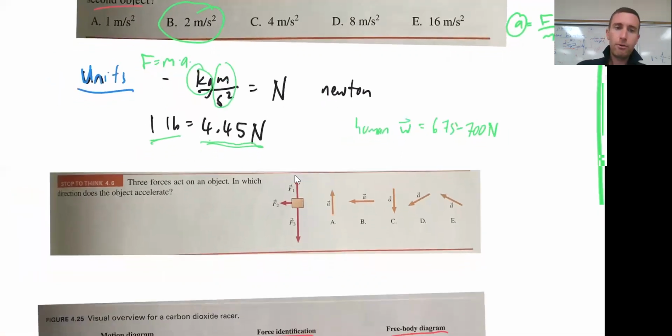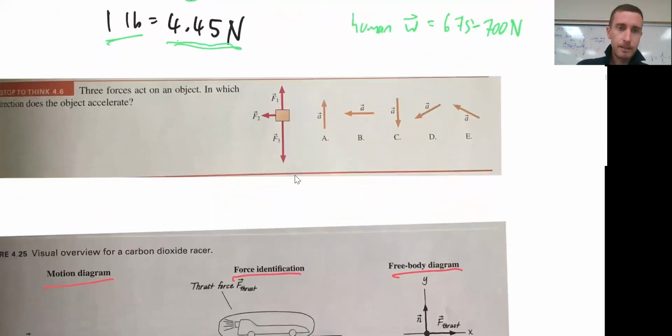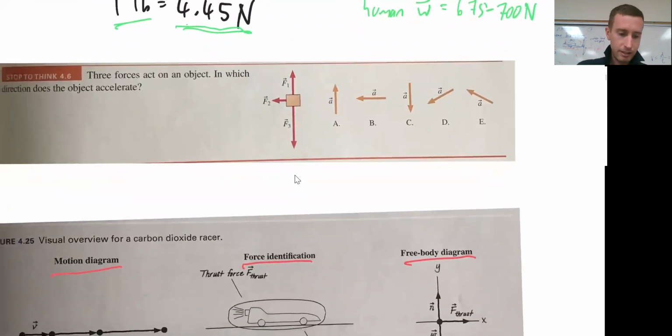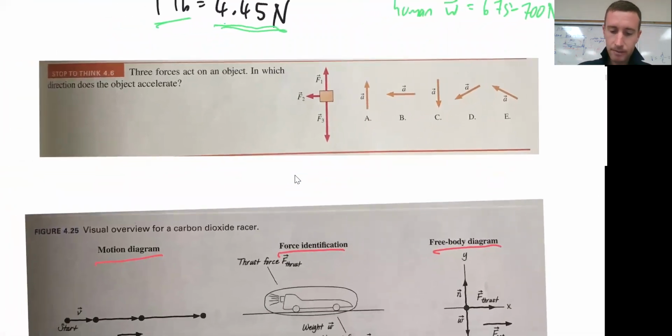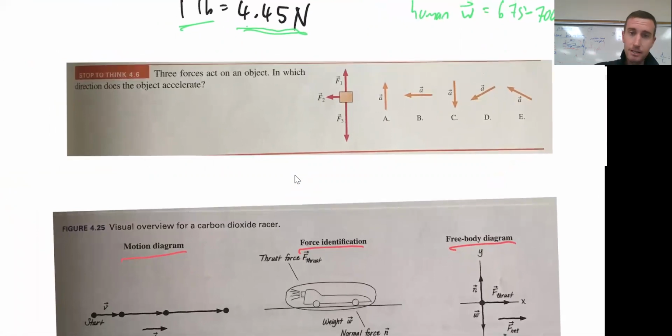Okay, 3 forces act upon an object. In which direction does the object accelerate? Okay, so now I'm going to balance these forces. Here is my object, and I've got a force up and a force down. I'm going to do the y-axis first. Down is bigger, right? So if I took this one and laid it out here, here's my black arrow. I'm still left with a net down.